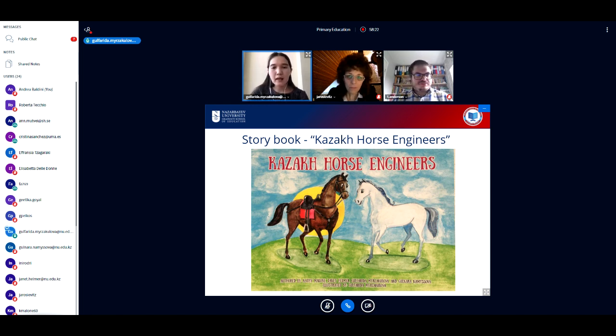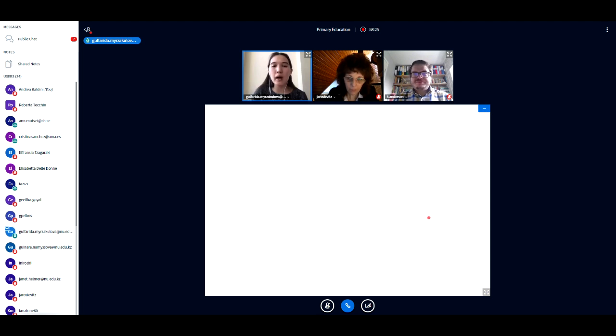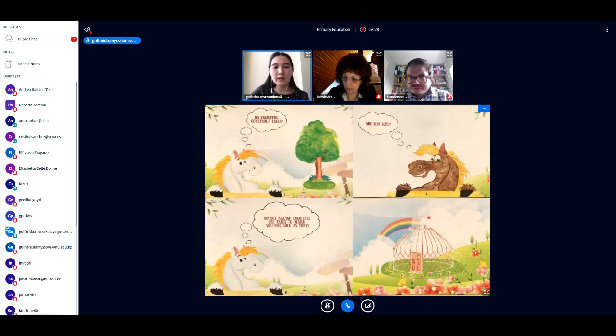In this book, the book explains students who are engineers and what they do. For example, if you pay attention to this dialogue, it is the dialogue of the white and the brown horse. The white horse asks, do engineers construct trees? Brown horse says, are you sure? And the white horse says, no, but Kazakh engineers use trees to design shelters such as yurt. And you see this yurt, it is a technology, and it's the product of engineers. So this way we are going to explain what engineers do and what technologies are.